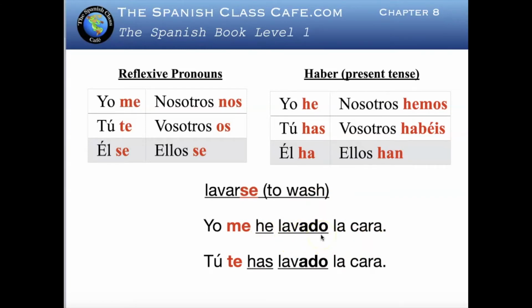This does not change through the conjugation, because remember the rule that says this is a simple sentence, and in a simple sentence we can have only one conjugated verb. That will be haber, and you can see here how it changes according to the subject. And lavado is not going to change. Lavado is considered a past participle.